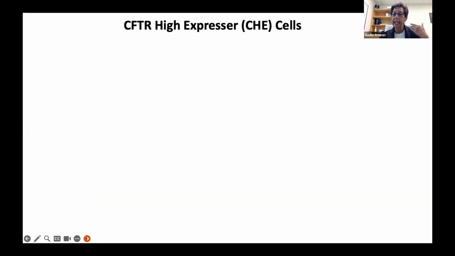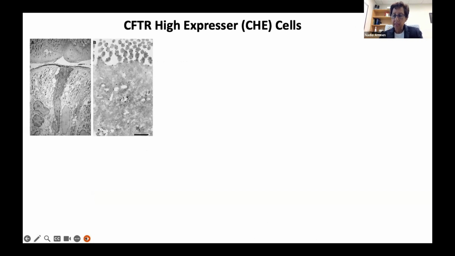So then I named these cells CFTR high expressor cells because of the high levels of CFTR. While I was still a fellow, I went to the Netherlands and did cryo-EM electron microscopy to quantify the subcellular distribution of CFTR in these cells, because based on the fluorescence localization, we hypothesized that perhaps CFTR was trafficking in these cells. We had to show that, in fact, it was not restricted to the membrane, but it was also within vesicles in the cell. And this was the technique I used.